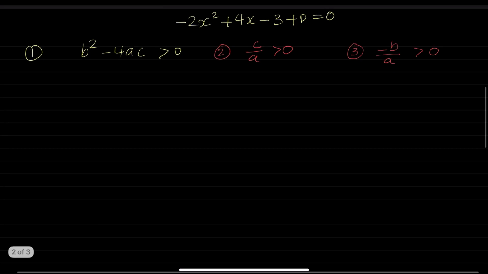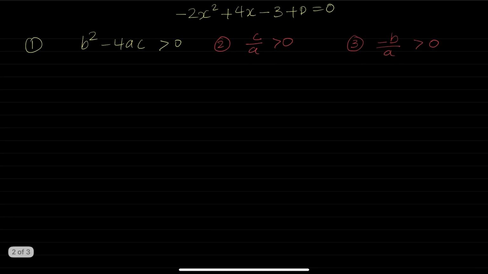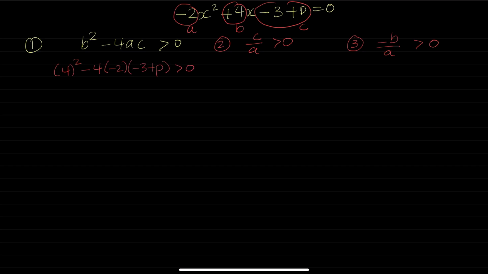So again, here's our function we've been given, we know the conditions that need to be met. And now let's solve one by one. So the first one was the discriminant must be greater than 0. And we know that the discriminant is b squared minus 4ac. Let's substitute. So again, remember, that's our a value, that's the b value, and that's our c value. So b is going to be 4 squared minus 4, a is minus 2, and then c is minus 3 plus p, and that must be greater than 0.